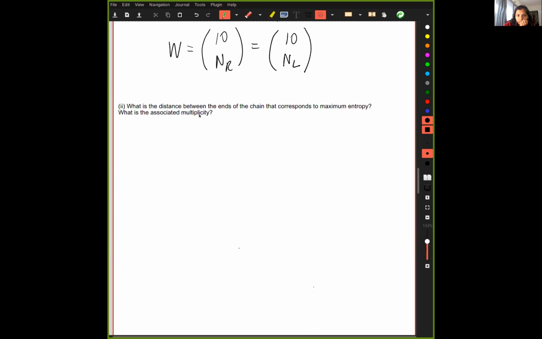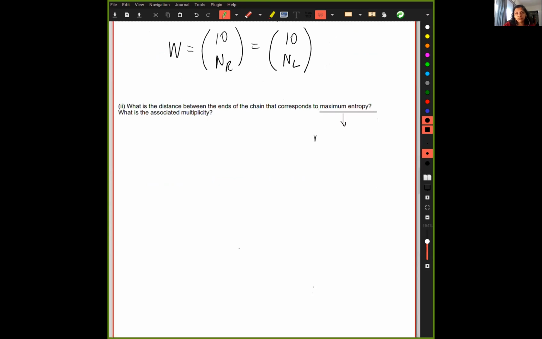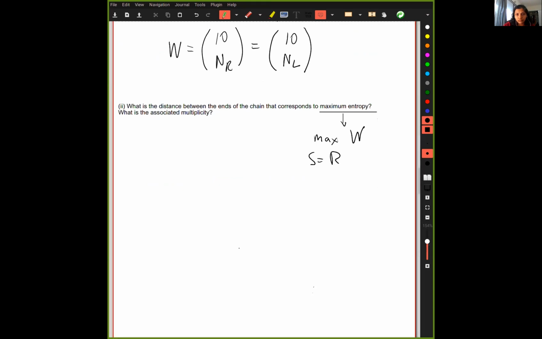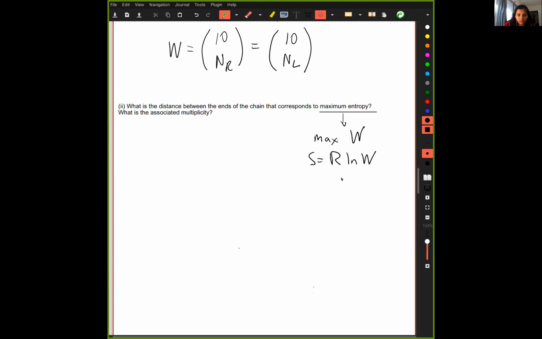For part 2 of the question, you're asked for what the distance between the ends of the chain is that corresponds to maximum entropy and the associated multiplicity. So one thing to note here to start off with is that if we're asked to maximize entropy, we know this is the same as the state with the maximum multiplicity, because we know that entropy increases alongside multiplicity, if we remember the equation for that, in terms of molar entropy. Since ln is monotonically increasing, we know that as the multiplicity increases, the entropy should increase also.